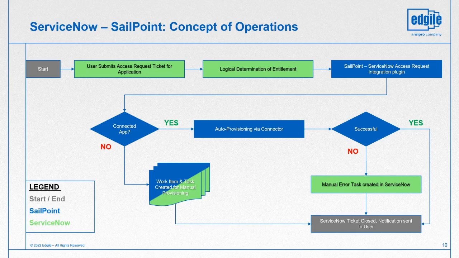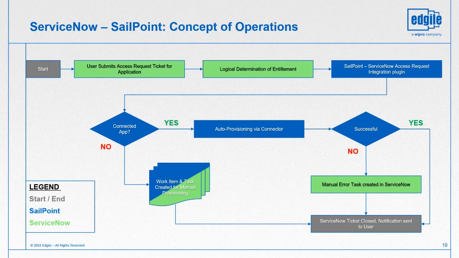Once we've determined which entitlements are required, we make the necessary API request out to SailPoint saying we need these entitlements for a particular user. Based on how you've configured SailPoint, if it's a connected application, we would then look to do some automated provisioning through the different connectors. If that is successful, that is the end of the process. If for some reason there's an issue with the connector, we can create a manual error task in ServiceNow to be assigned to the different application teams or identity and access management groups to make sure that this request is fulfilled and that the user is assigned the access they need.